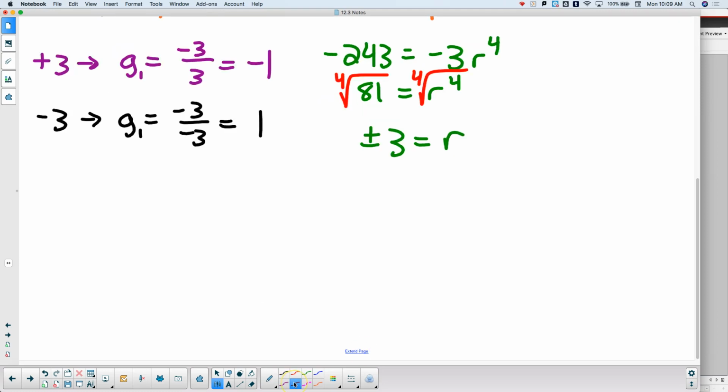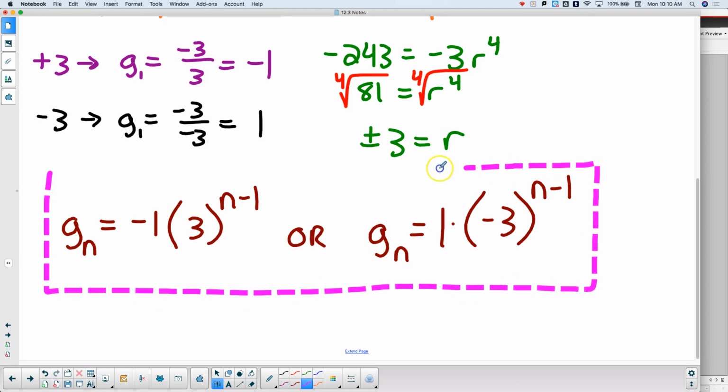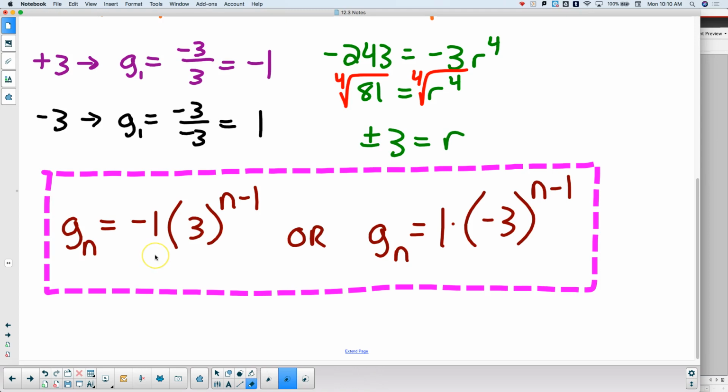So that gets me 2 rules. G sub n is equal to negative 1 times the quantity 3 to the n minus 1 power. Or G sub n is equal to positive 1 times negative 3 to the n minus 1 power. And again, if you put that positive 1 there, that's fine. That one doesn't have to be there because we're just multiplying by 1. The negative 1 from the first rule, right there, has to be there because that is a value that we need.